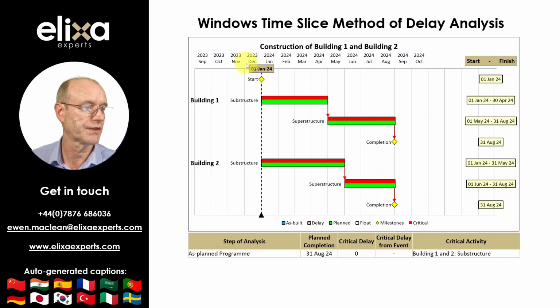In this case, we can see that at the start of the project, both buildings 1 and 2 are critical to completion because both sequences are continuous and forecast that completion is to be achieved on the 31st of August. I have recorded the base details of the program in a table below to use as a benchmark to assess the impact of any delay events. The table shows the date for planned completion, the 31st of August, any critical delay, which is likely to be 0 in the as-planned program, and what is critical at the time of the analysis, the substructures of Building 1 and Building 2.